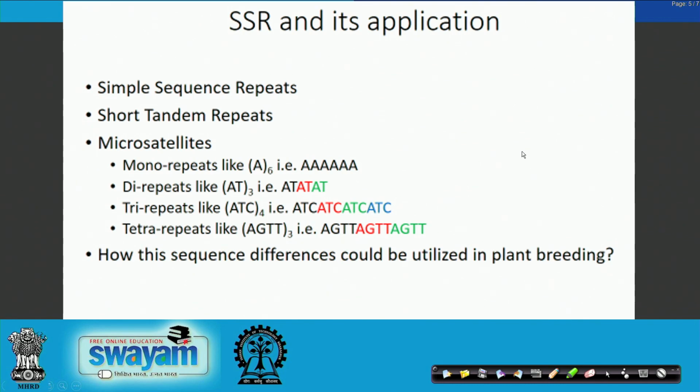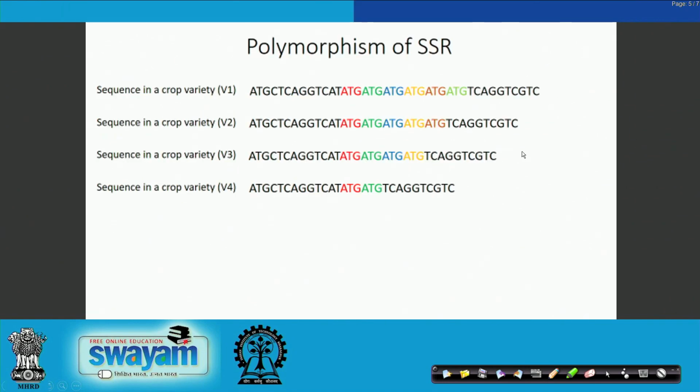Now, how could this sequence difference be utilized in plant breeding? Let us discuss that. Suppose we have 4 different varieties: V1, V2, V3 and V4. In variety 1 the ATG is available 6 times, in variety 2 the ATG is available 5 times, in variety 3 it is available 4 times, whereas in variety 4 2 ATG sequences are available in tandem manner, meaning one by one, okay? No gap is available in between.